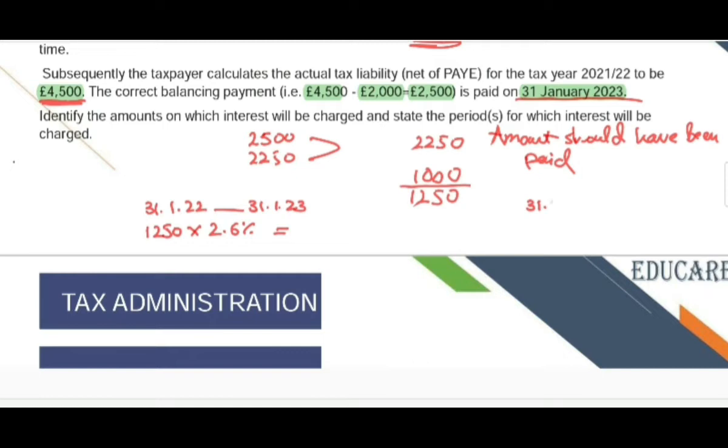The second payment on account, the date of second payment on account is 31st July 22. Actually, tax is paid on 31st January 23. So this is the period of 6 months for which interest should be charged.